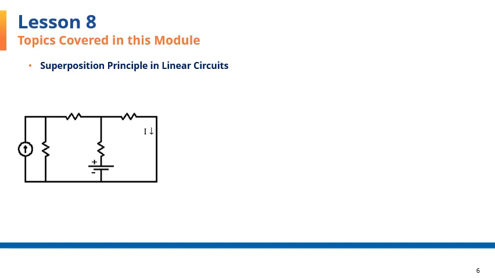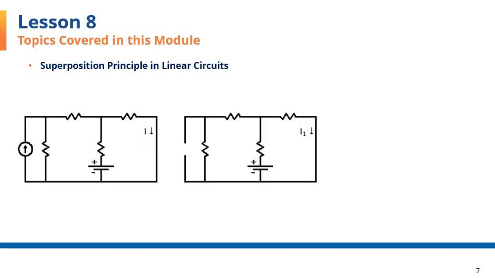As a point of discussion, let's focus on the current in the rightmost branch, I. What I can do as a first step is to zero out the current source and find the current due to the only remaining source, which is the voltage source. Here is the circuit with the voltage source alone active. Recall that current sources are zeroed out by replacing them with an open circuit. I have given the name I1 to the current due to the voltage source alone in the branch in question.